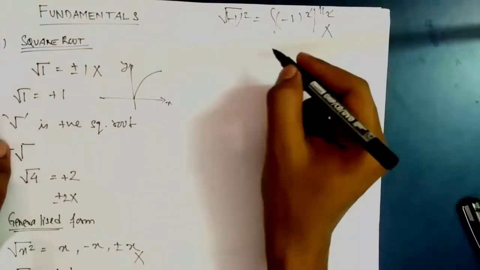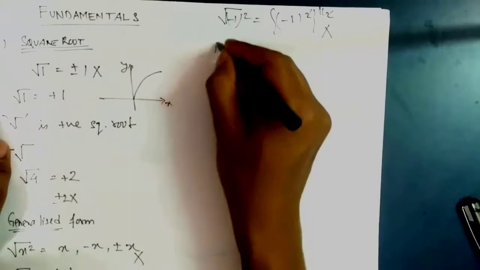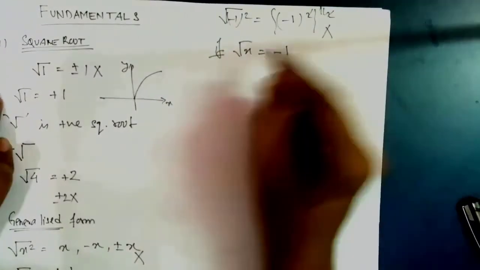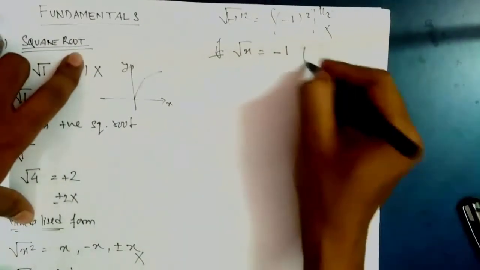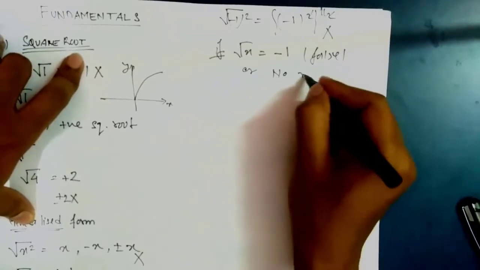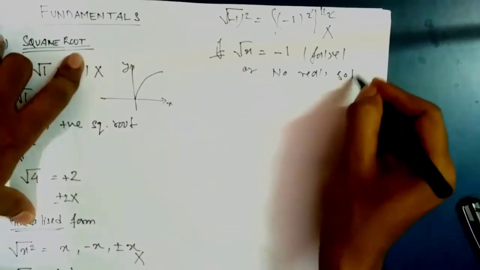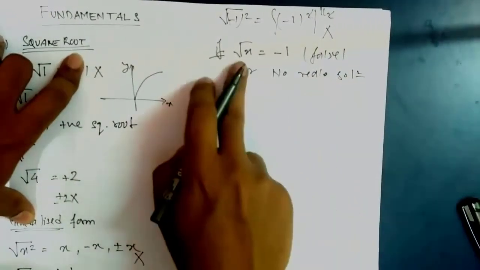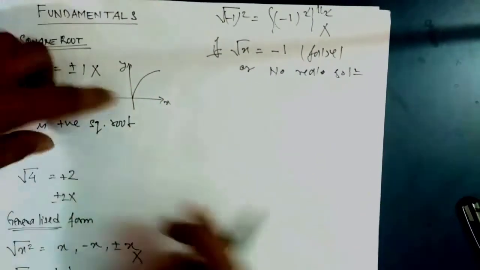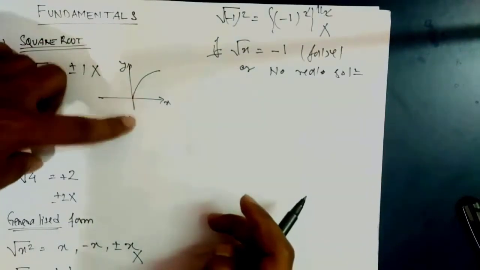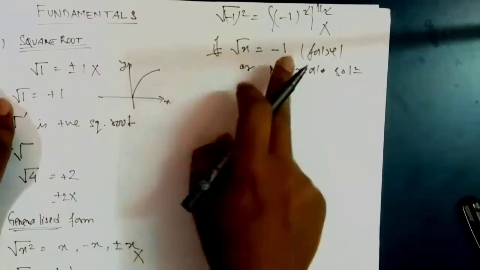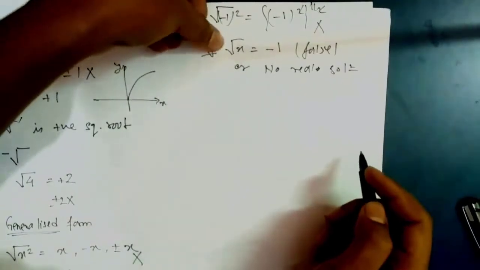Okay, let's move ahead. Even if you find under root x is equal to minus 1, then after seeing this, you should write that it's a false statement, or no real solution, because its value, since it is a non-negative function, will never be negative. As you can see from the graph, the value is positive only and cannot give a negative value, because under root itself means positive square root. If you want a negative square root, you need to put a minus sign here.